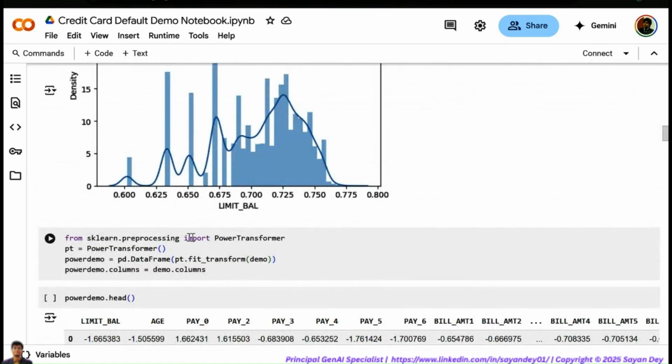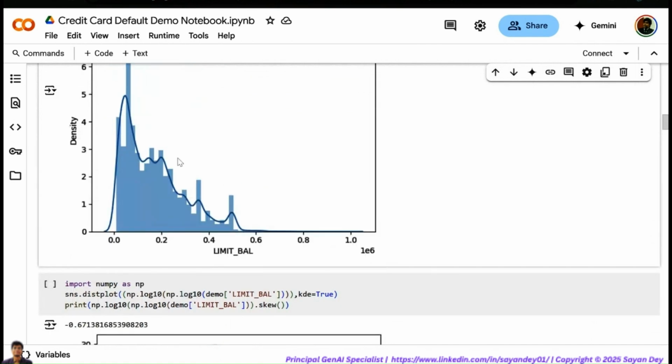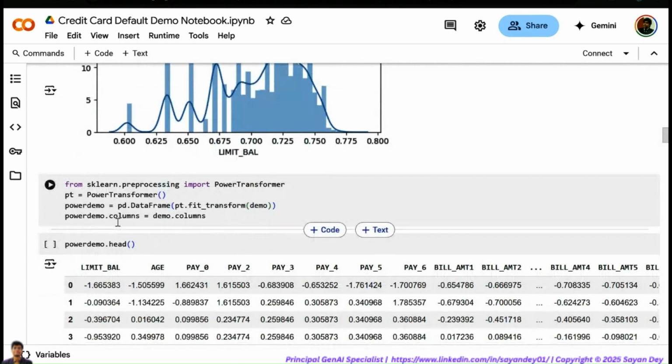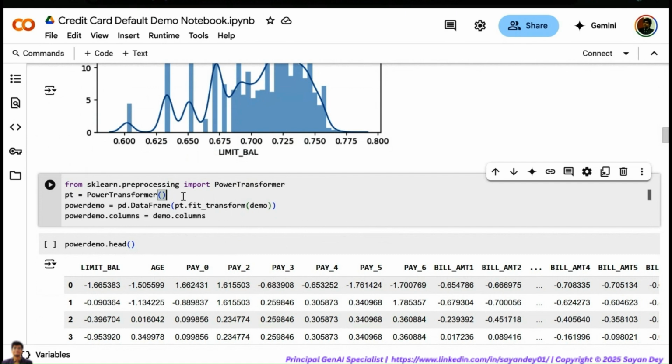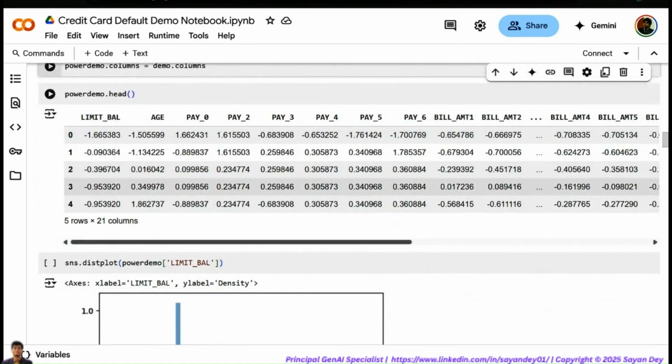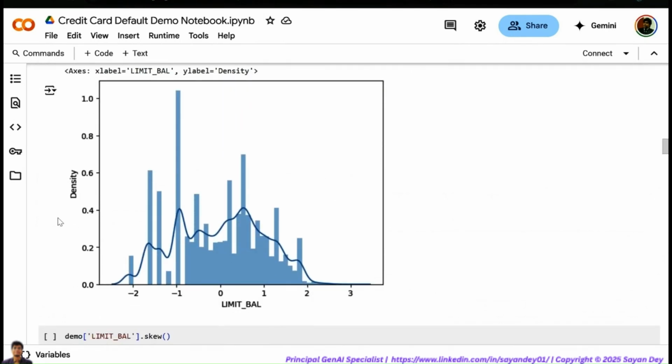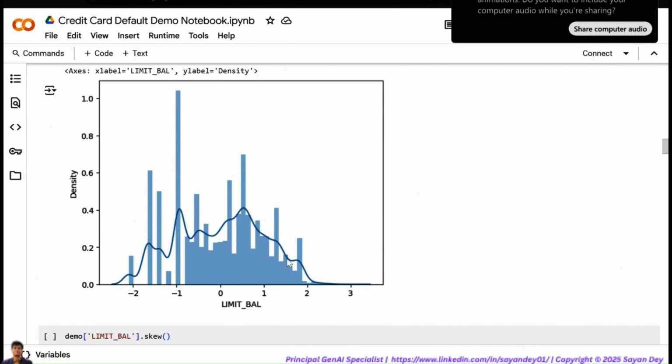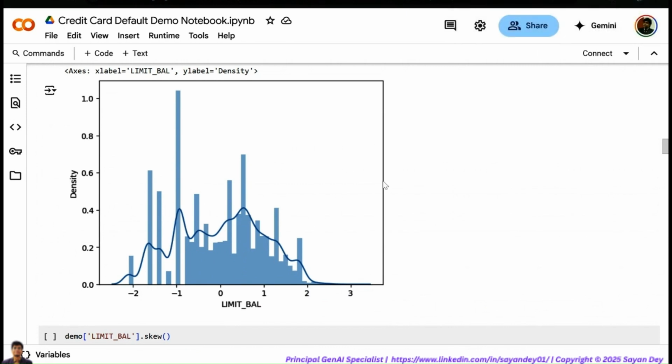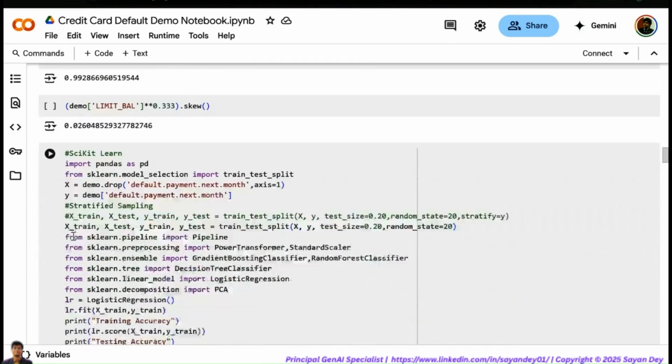You can actually see a small demonstration of what I try to do. This is the original distribution of the limit balance feature, which is a right skewed or positively skewed distribution with high outliers. When I apply the power transformer, these are internally mathematical transforms that we perform. The moment I do that, you can see in the new revised data frame, the limit balance is more symmetric and more normal after we perform the power transformation.